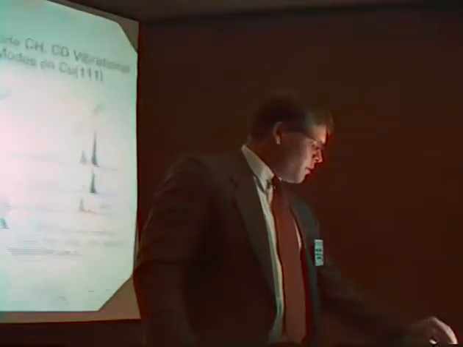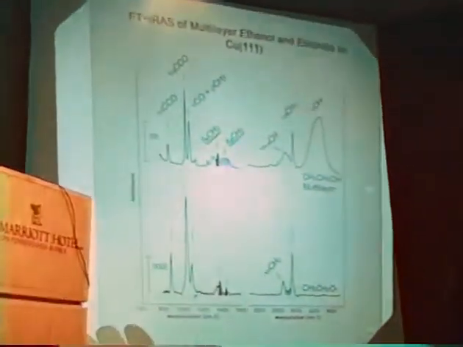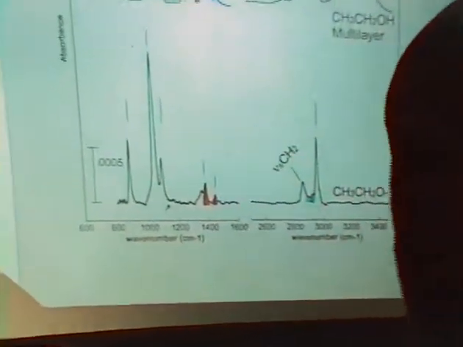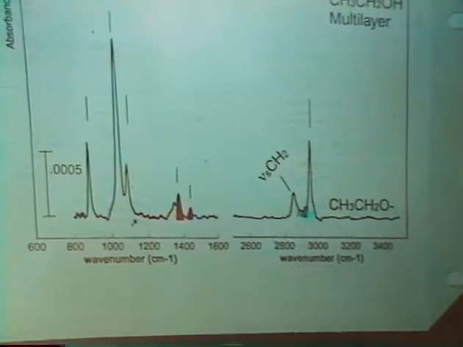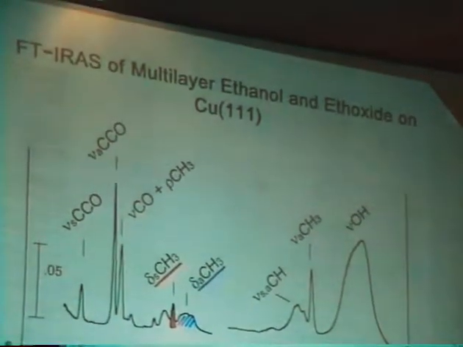When we looked a little closer, though, we decided we could figure out a little bit more than that. The spectra you saw before for the multilayer and ethoxide spectra. First, the region where you expect to find the symmetric methyl group stretch, in that region the intensity is not zero. So there may be some intensity from the symmetric group there.